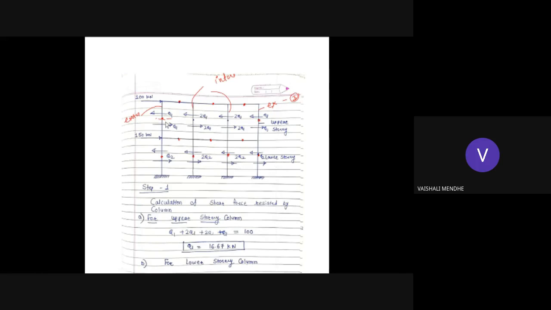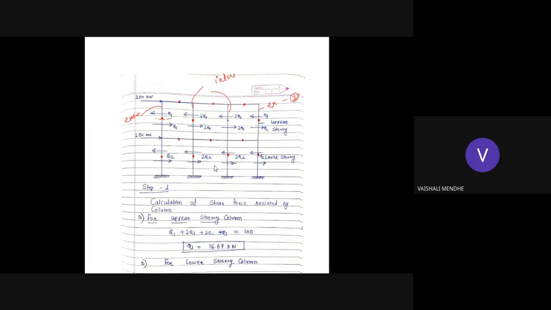So this Q1 is below the point of contraflexure. It is opposite, to the left, so this will be rightward, forming a couple. So you have to show it in this way. You have to distribute the horizontal shear in each of the column members as per assumption number 3, for the upper and for the lower story.